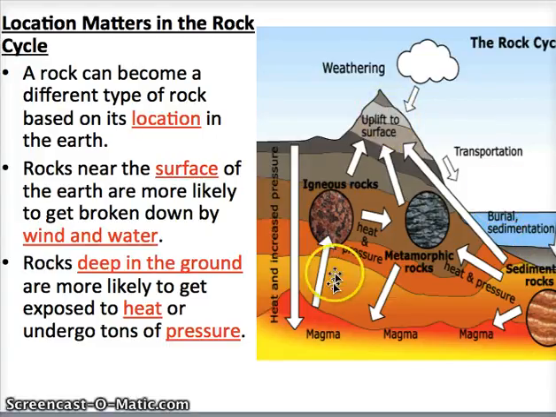Whereas rocks that are deeper into the ground, such as around this area, are more likely to get exposed to heat and pressure because it's closer towards the center of the Earth. And that actually influences the type of rock as well. Obviously, if you're deeper into the ground and you have more heat, it's probably going to become an igneous or a metamorphic rock before it can become sedimentary.